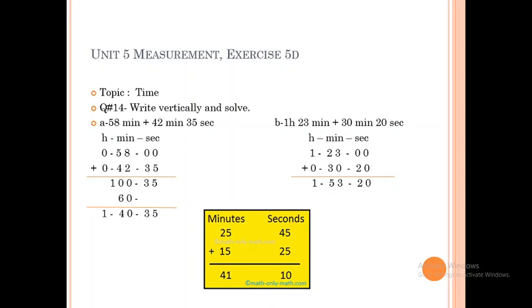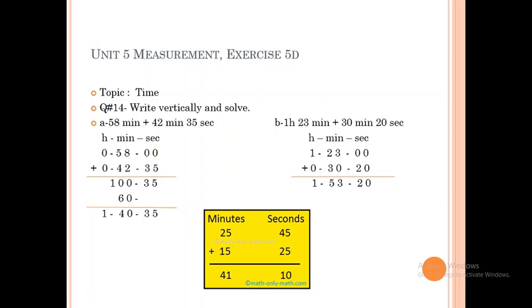Here it is written, question number 14. Write vertically and solve. After completing the topic of AM and PM timing, 12 hours and 24 hours timing, and conversion of these units into each other, now addition and subtraction of units of time. Question number 14. Write vertically and solve. The question is written: 58 minutes plus 42 minutes 35 seconds.